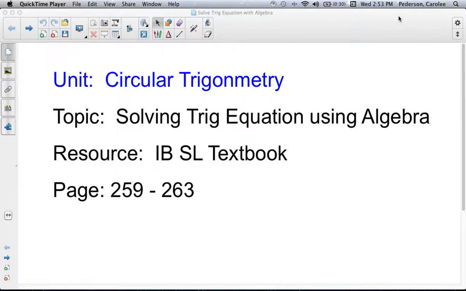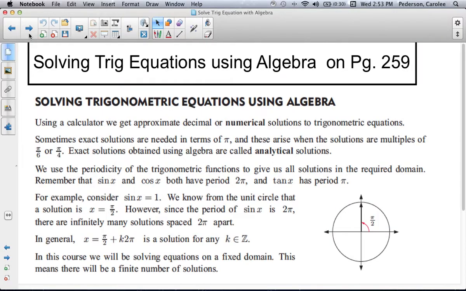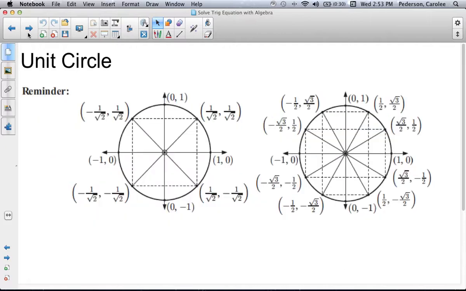Here is page 259 in your IBSL book, Solving Trig Equations Using Algebra. If you'd like to read on page 259 about the explanation that there are infinitely many solutions besides just the first revolution on the unit circle of 2 pi, that kind of explains some things there. And then a reminder again, here's that unit circle, some of the important ordered pairs. Remember that unit circle represents those cosine and sine values.